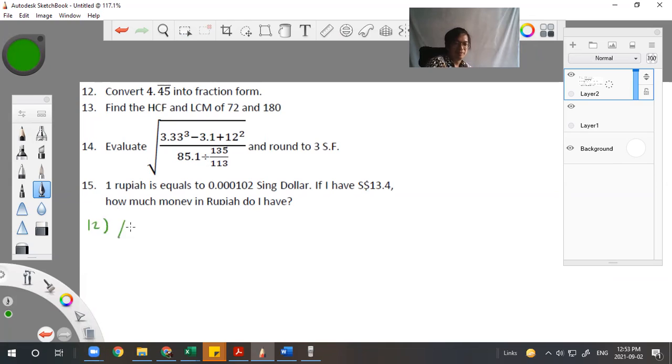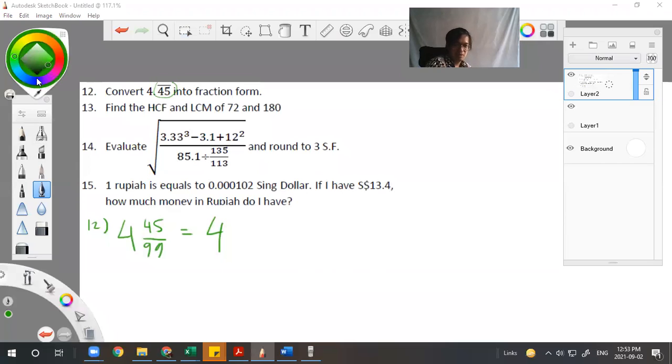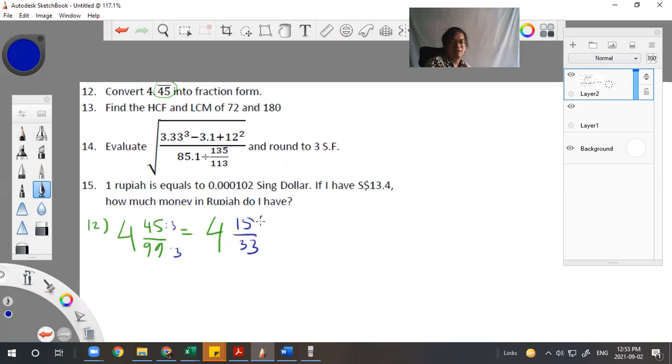Just do this. 4, 45, we have the dots here. We have this line over 99. That's all. But this is still not right. You still can continue the working. You have to simplify the numbers, right? I want this divided by 3, divide by 3. So 15 over 33. Oh, you can divide it further. 4, 5 over 11. Okay, that's it.